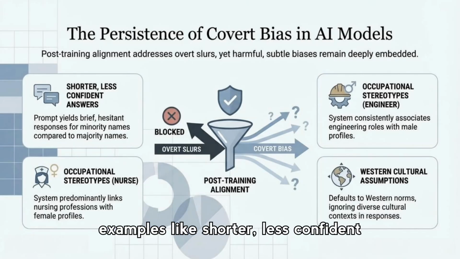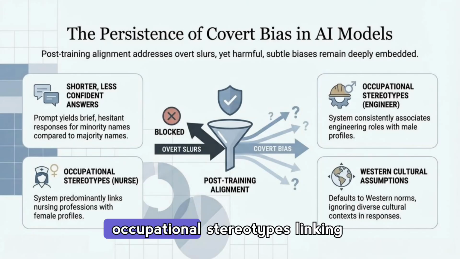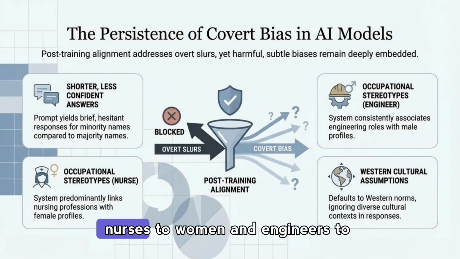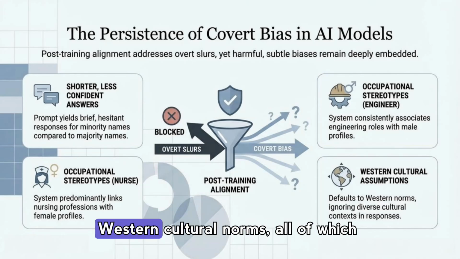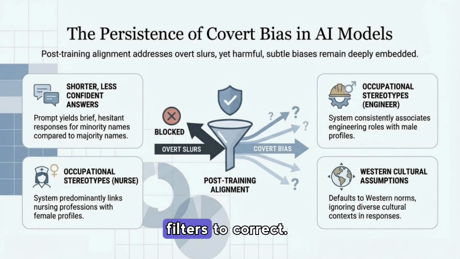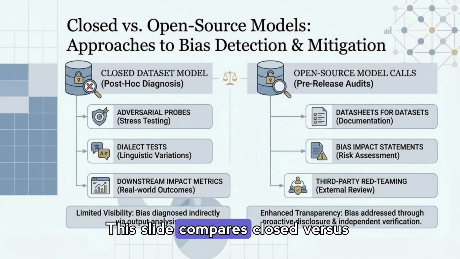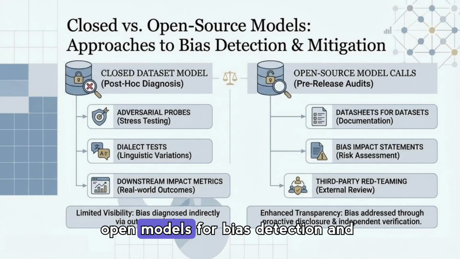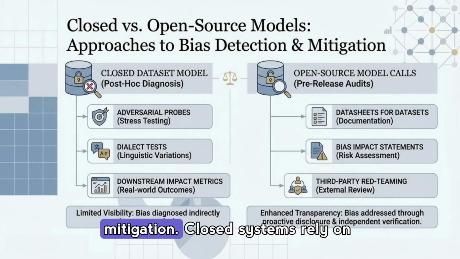You'll see examples like shorter, less confident answers for minority names, occupational stereotypes linking nurses to women and engineers to men, and a tendency to default to Western cultural norms, all of which require more than simple content filters to correct. This slide compares closed versus open models for bias detection and mitigation.